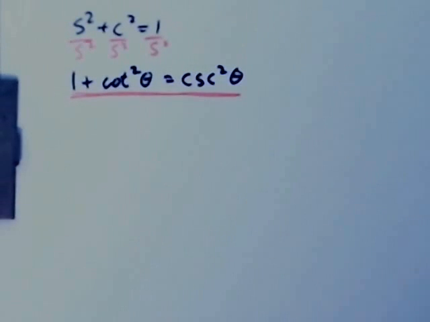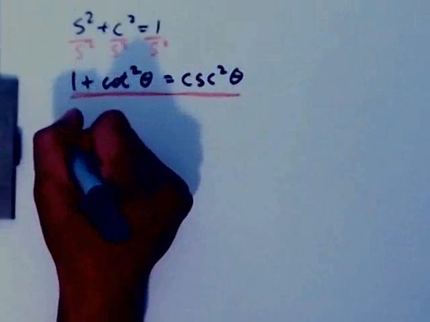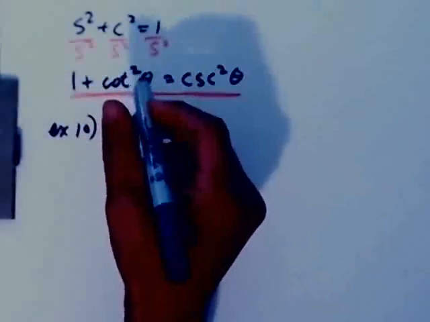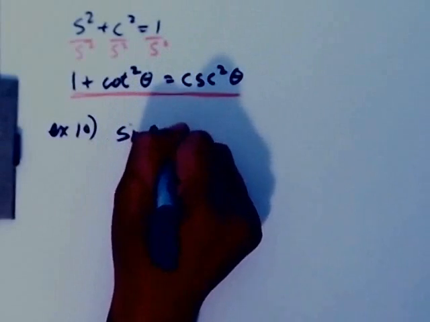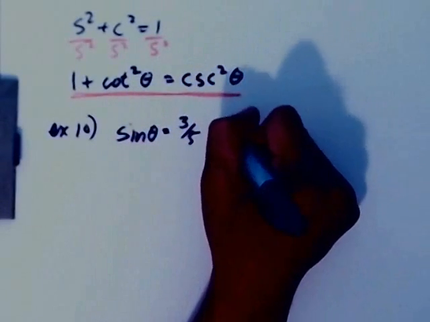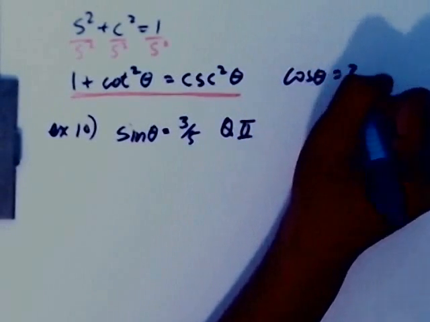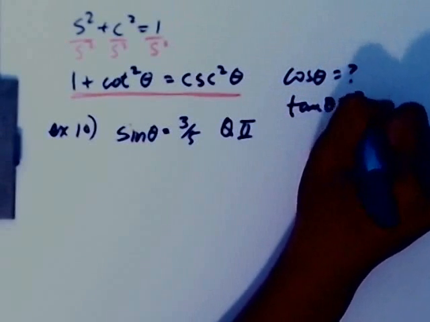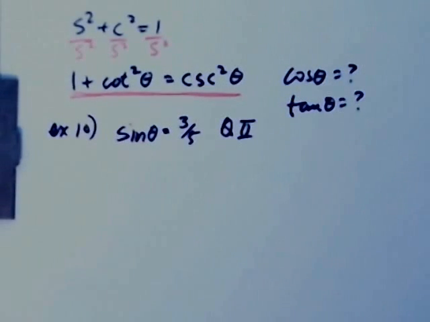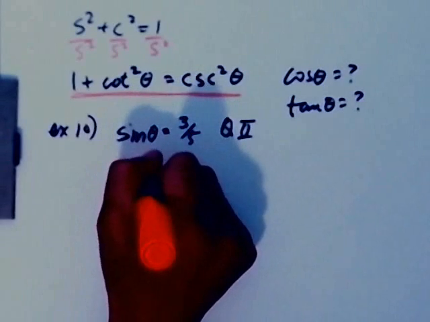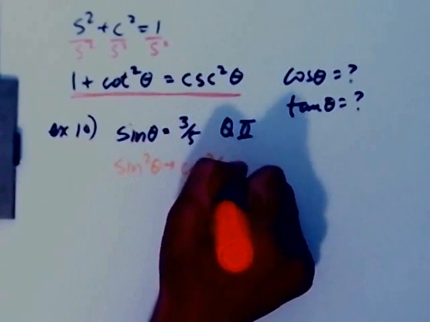So let's do some examples here. One of the examples, example 10: if the sine of the angle is equal to 3 over 5 and terminates in quadrant 2, find the cosine of the angle and the tangent of the angle. Okay, let's plug them in. I like to start with the Pythagorean theorem first. I'll use orange. Sine squared of theta plus cosine squared of theta equals 1.